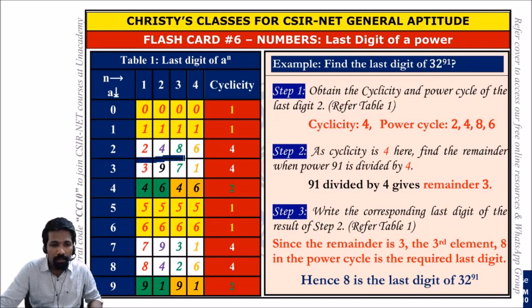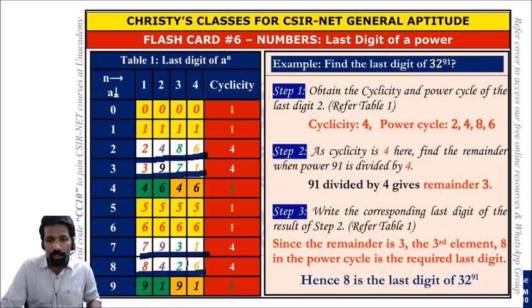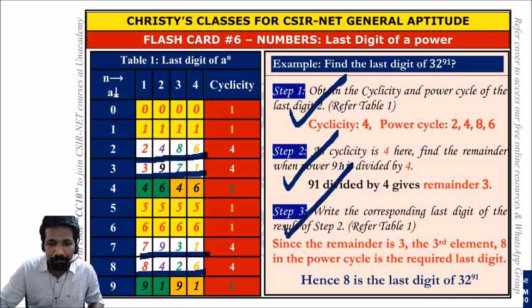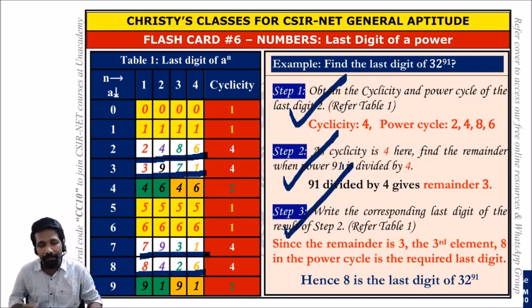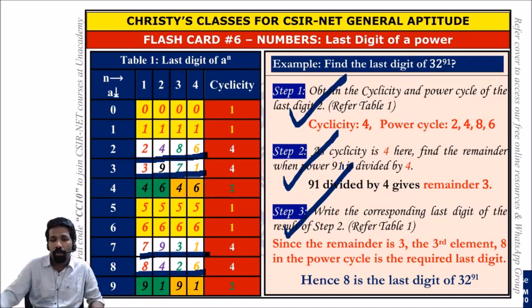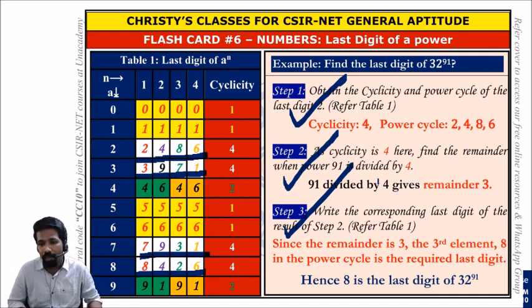Look at this: the cyclicity 4 case, these 4 things, the white marked region you can see. And the step-by-step procedure I told you now, I have given here. In case you have forgotten this any time, for CSIR-NET or any other exams you are preparing, this flashcard will remind you what we have learned today. So I think you have understood this.